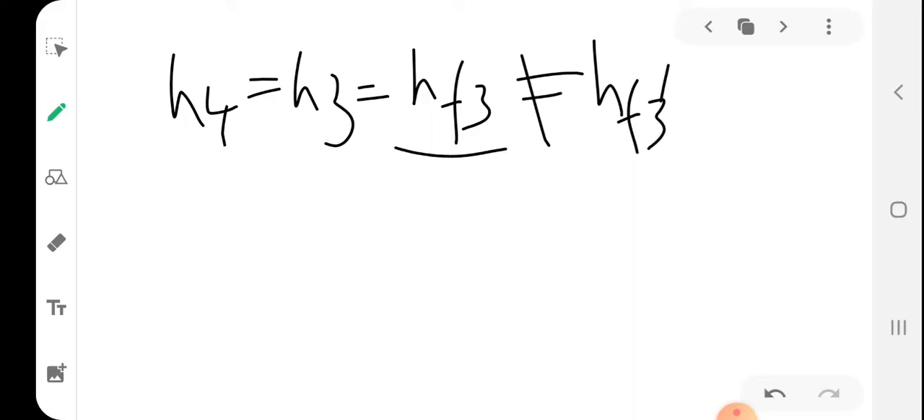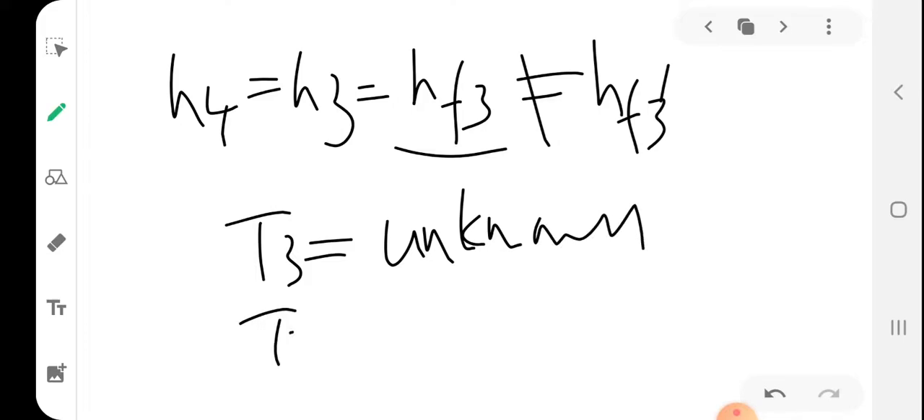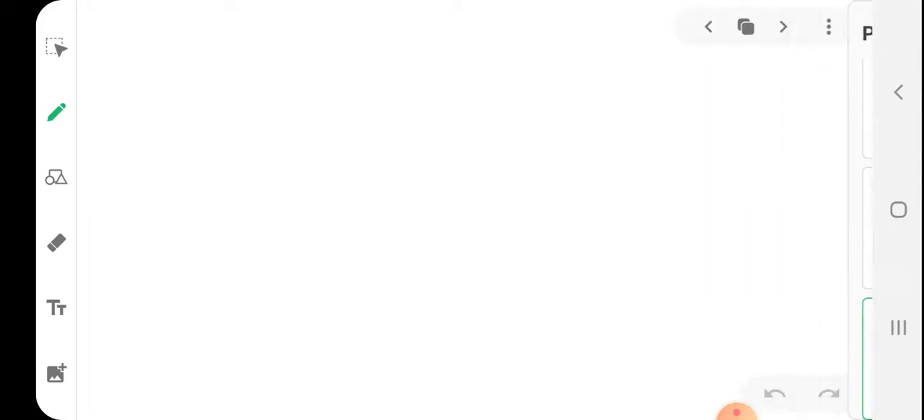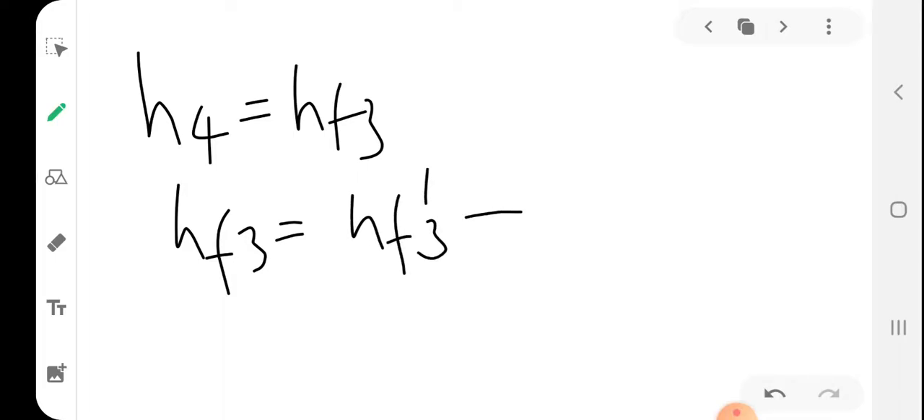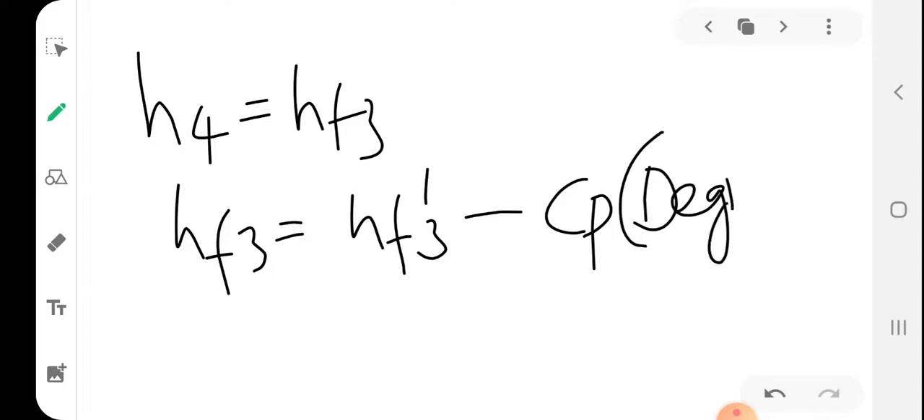You cannot directly find HF3 because you don't know the temperature. T3 is unknown. But T3 dash may be known because that is the condenser temperature. Sometimes it may be given. So what will you do? You will take H4 equal to HF3, and HF3 will be equal to HF3 dash minus Cp into degree of undercooling.